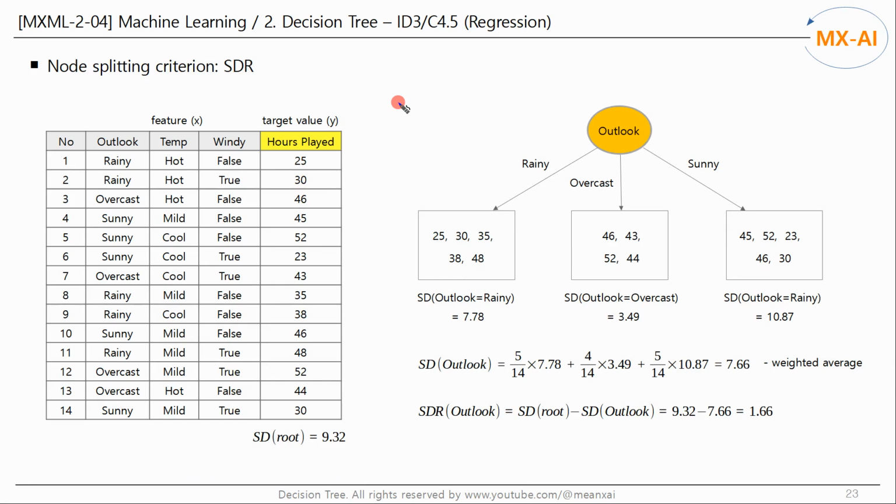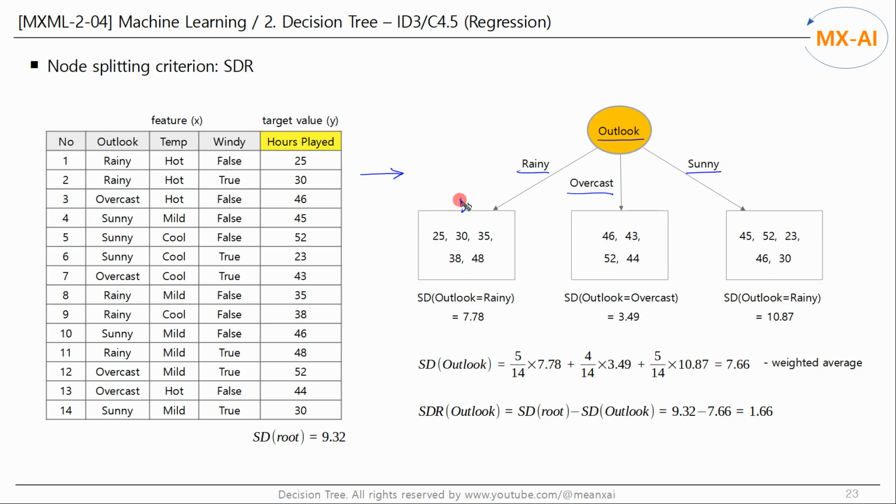Next, let's compute the SDR of each feature to determine which feature is best to split first. First, let's calculate the SDR when splitting the root node into the Outlook feature. The Outlook feature has three categories: rainy, overcast, and sunny.